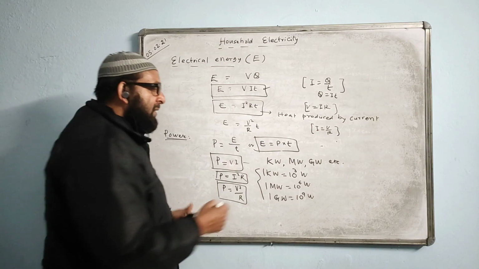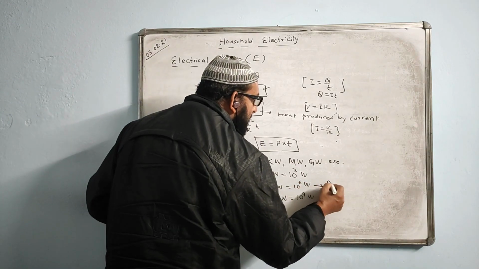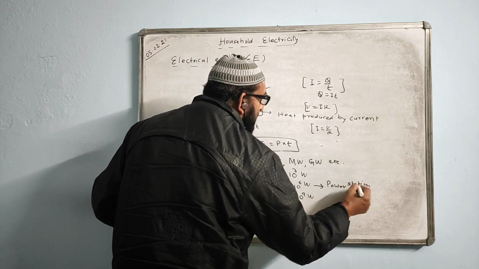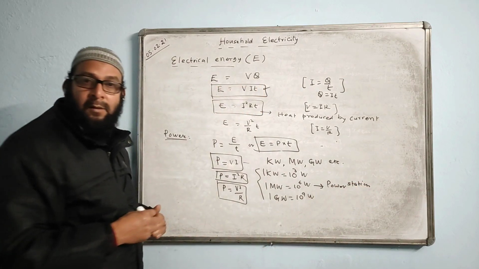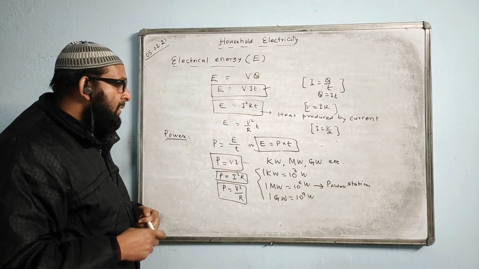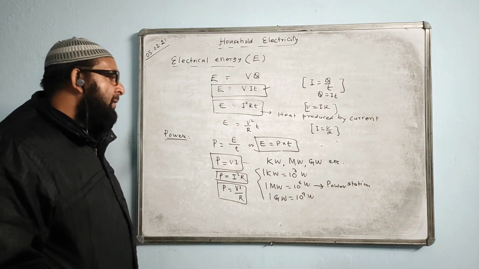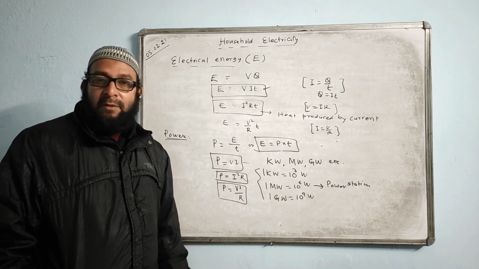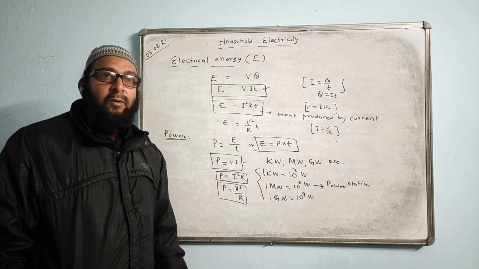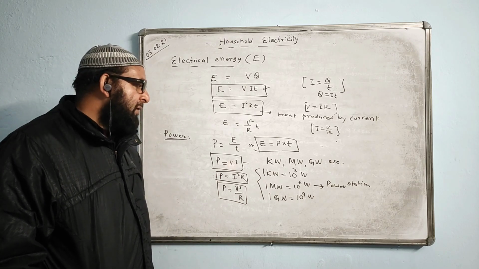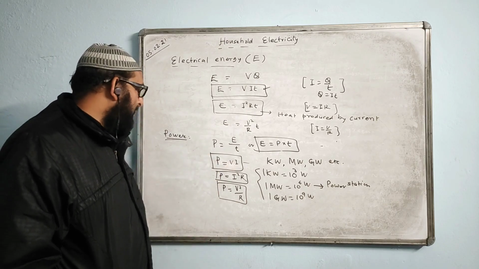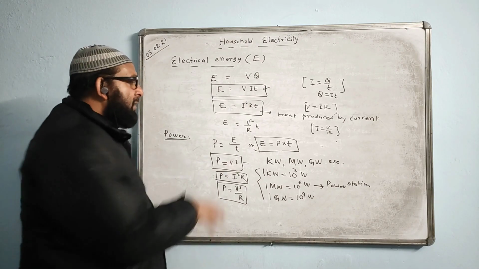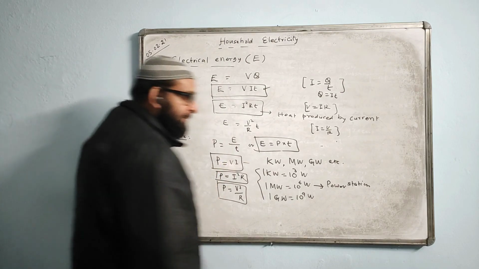Kilowatt is this much. The second unit, megawatt, is used in the power station. Power stations generate electricity, and they generate the electrical power in terms of megawatt, like 450 megawatt or 500 megawatt. In that unit they find it. Okay, the power is of this formula and this.